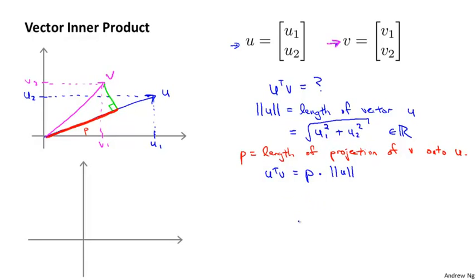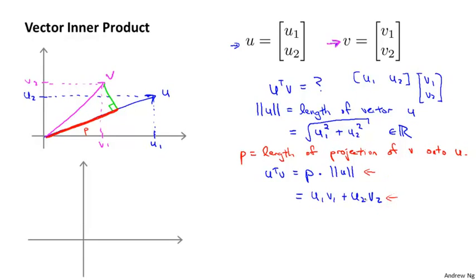So this is one way to compute the inner product, and if you actually do the geometry and figure out what p is and what the norm of u is, this should give you the same answer as the other way of computing the inner product, right? Which is if you take u transpose v, then u transpose, which is u1, u2, is a 1 by 2 matrix, and then times v, and so this should actually give you u1 v1 plus u2 v2. And it's a theorem of linear algebra that these two formulas give you the same answer.